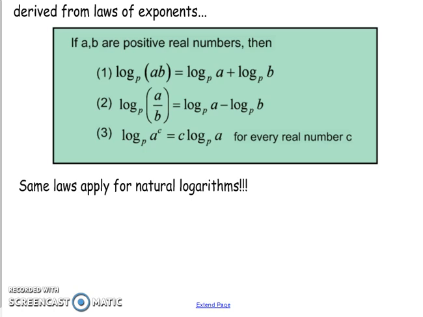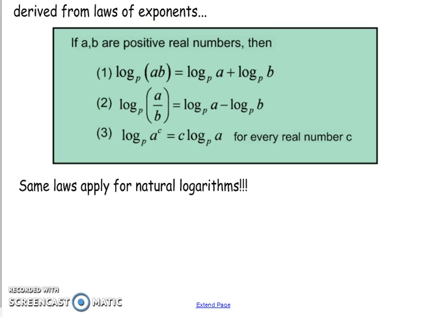So if a and b are positive real numbers, then log base p of ab, so a and b are being multiplied together, is equivalent to the log base p of a plus the log base p of b. So when you're multiplying, addition, they go hand in hand, just like they do with exponentials. Log base p of a over b becomes log base p of a minus log base p of b. So division and subtraction go hand in hand.